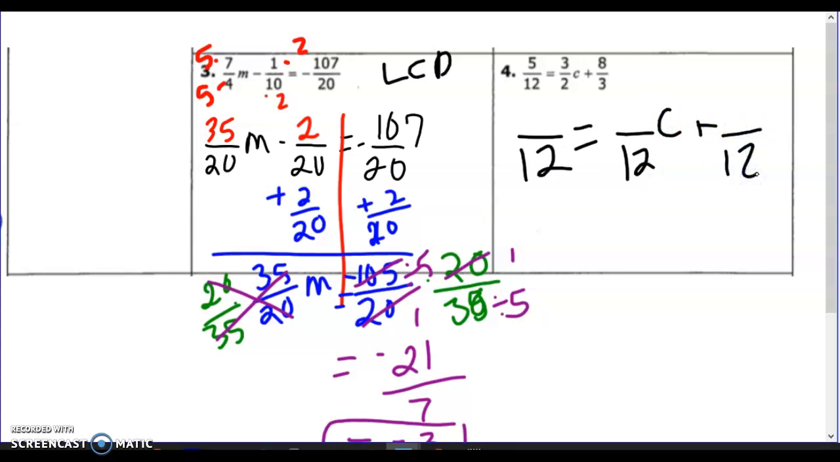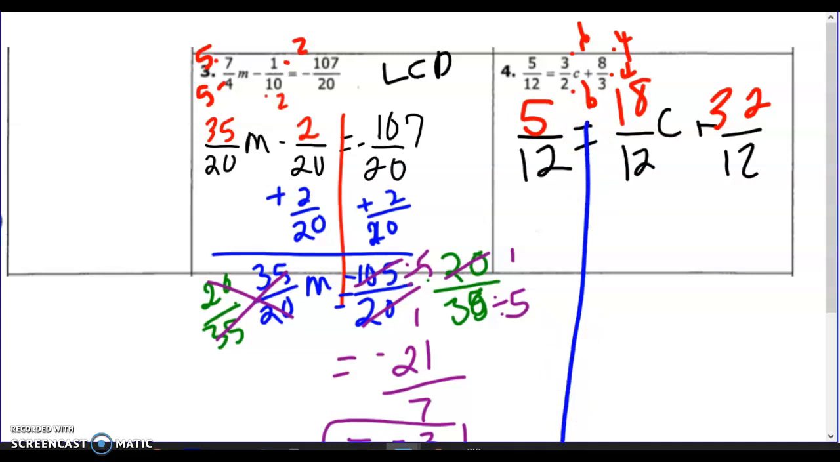Okay, now I'm just going to figure out what's going to go on the top there. So this first one doesn't change. The next one, what did I multiply 2 by to get to 12? Times 6, 18, times 4, 8 times 4, 16, 32. Okay, I always draw my line down to keep organized. Got 18/12c plus 32 over 12.